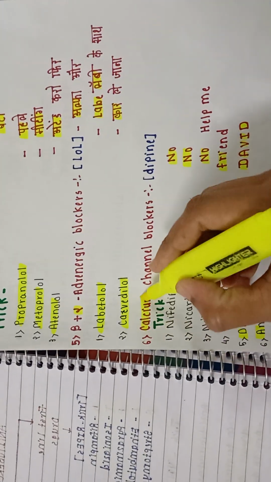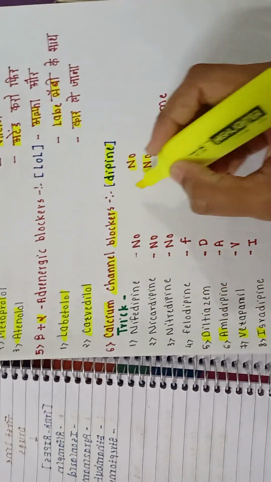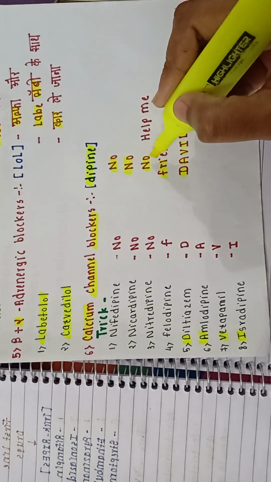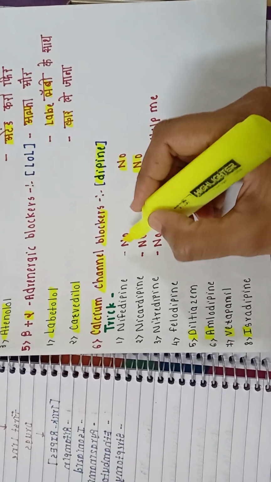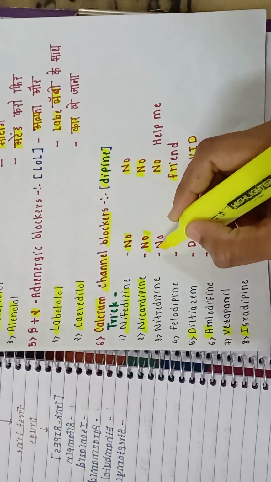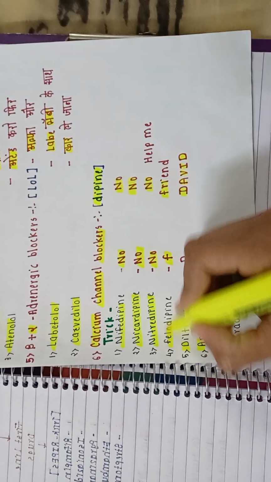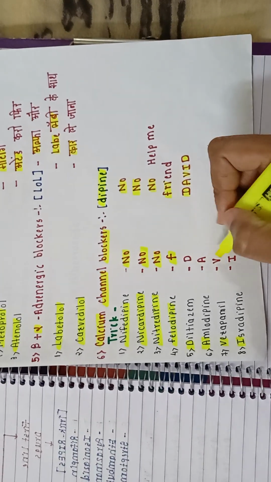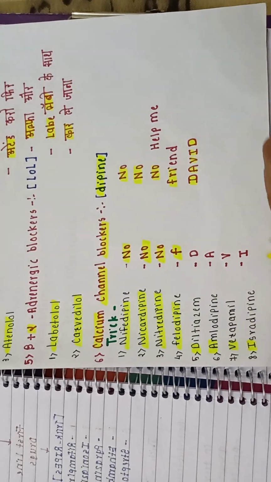Next class is the calcium channel blockers. The suffix is dipine. The trick is: No, help me friend David. Now how to apply the trick: first No for nifedipine, second No for nicardipine, next No for nimodipine, F for friend, felodipine, and in David, initial D for diltiazem, A for amlodipine, V for verapamil, and I for isradipine.